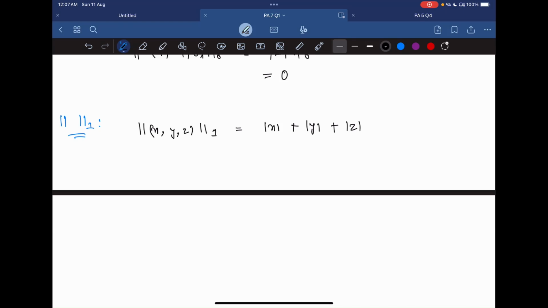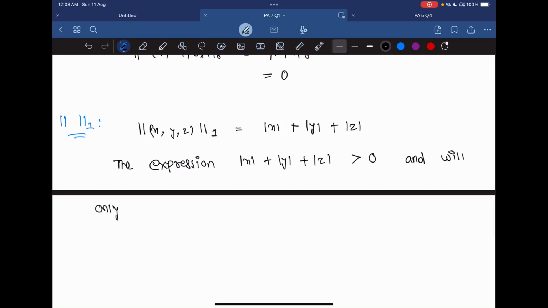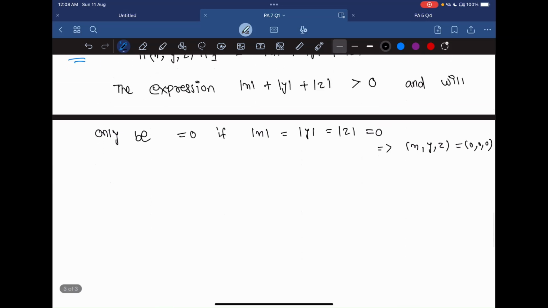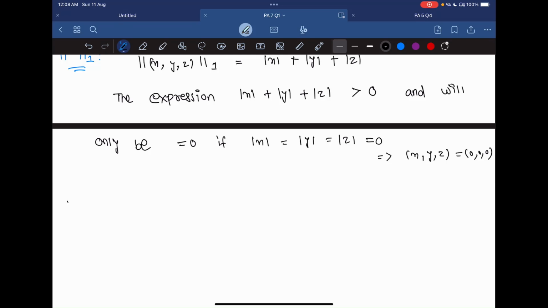So the expression would always be greater than 0 and will only be equal to 0 if mod of x equal to mod of y equal to mod of z is equal to 0, and that implies that x, y, z would be a 0 vector. So the first condition is satisfied. Now let's try checking for the second condition. So the second condition is this.